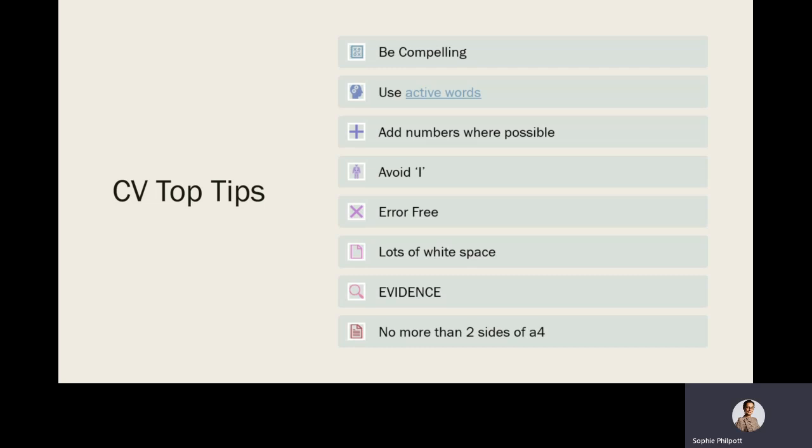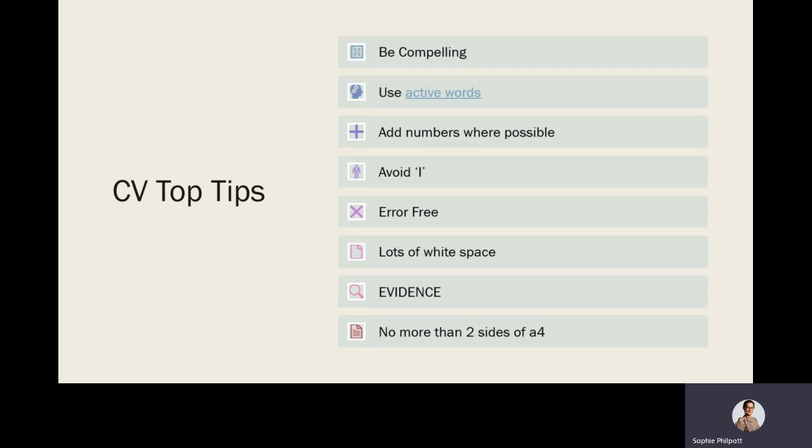You don't have to write in full sentences on a CV. It doesn't have to be nice. It just has to be compelling. So employers on average spend, I think it's something like 7.8 seconds reading a CV. And what you want to do is make it as easy as possible for them to get the information that they need. So using active words and not writing in full sentences, like starting with things like managed or controlled or coordinated is a really good way of showing very quickly what skill sets you were using. Add numbers where possible.